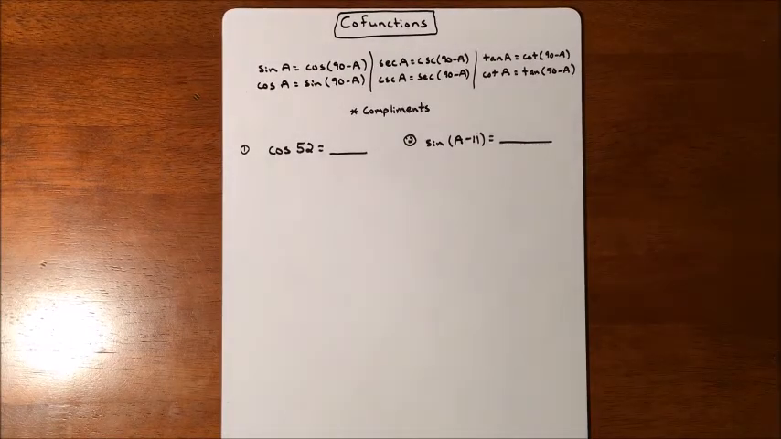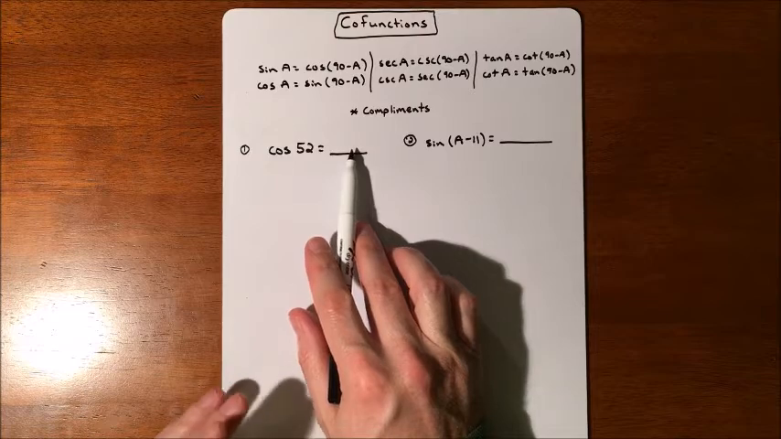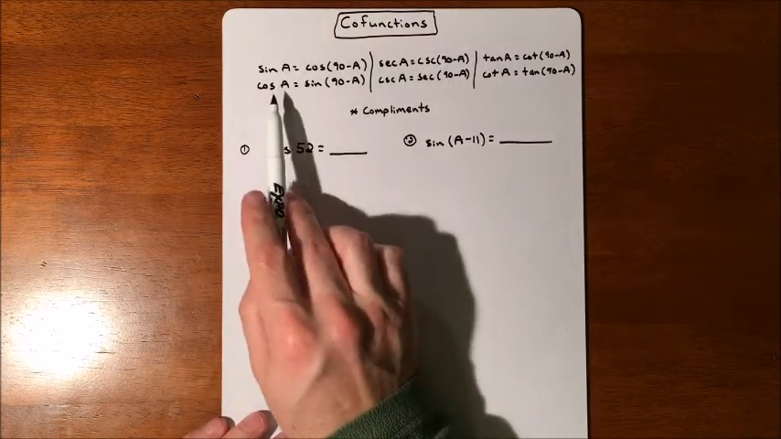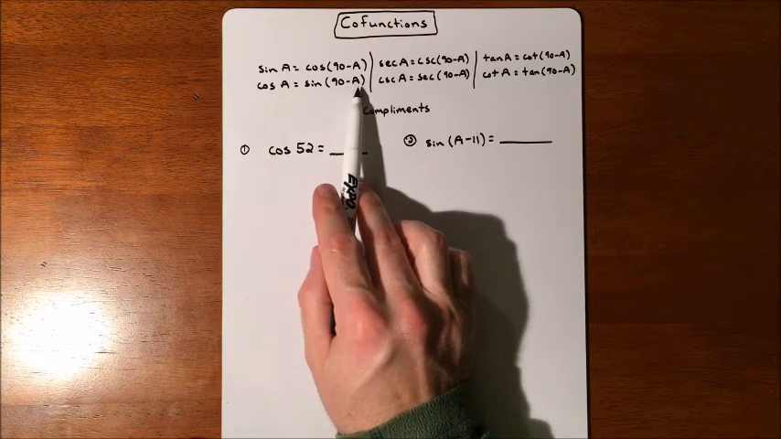In this lesson, we're going to do a couple examples relating to problems with cofunctions. So they want to rewrite cosine of 52 into an equivalent piece. So we're looking to use one of these relationships. Cosine of an angle is going to be equal to sine of 90 minus that angle.